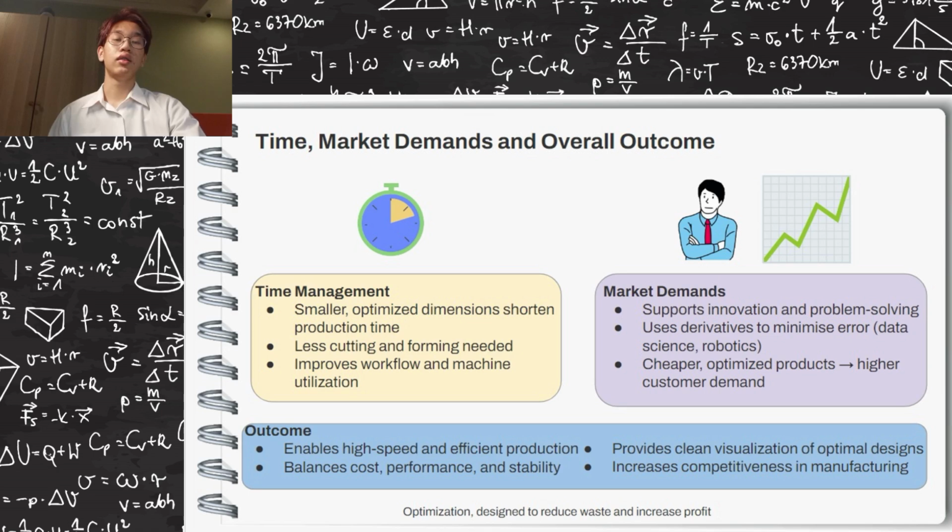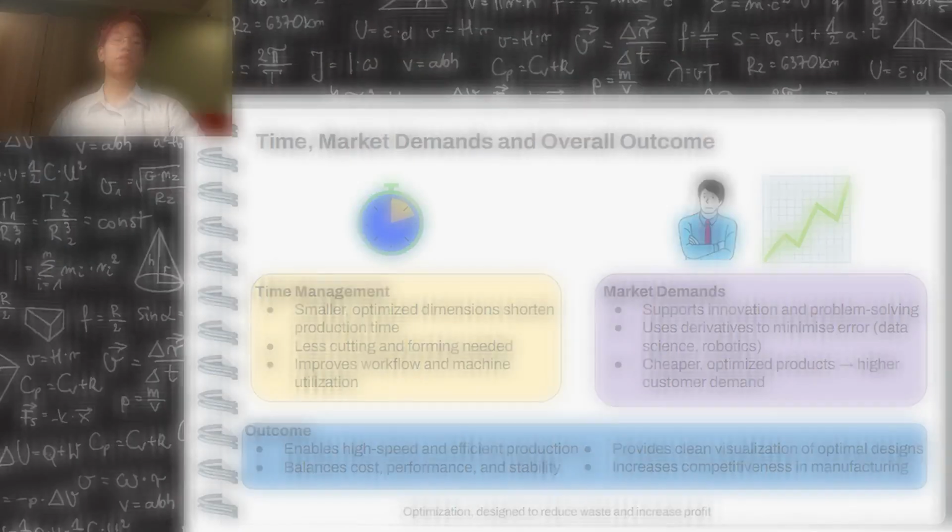All that is to say that mathematical optimization in industry helps to enable high speed and efficient production, balances costs, performance, and stability, provides clean visualization of optimal designs, and increases competitiveness in manufacturing.